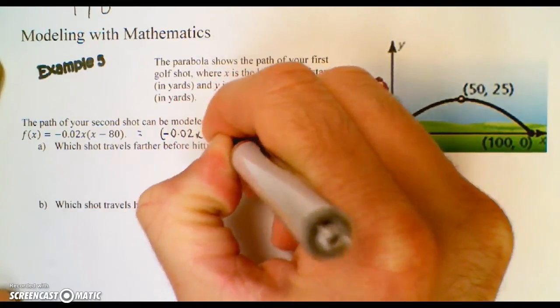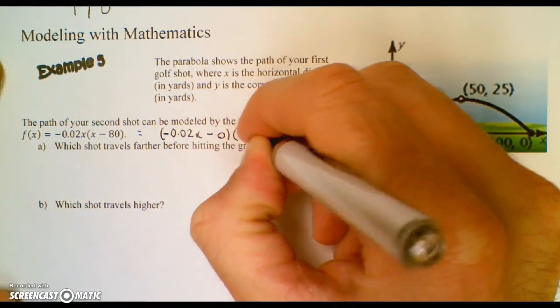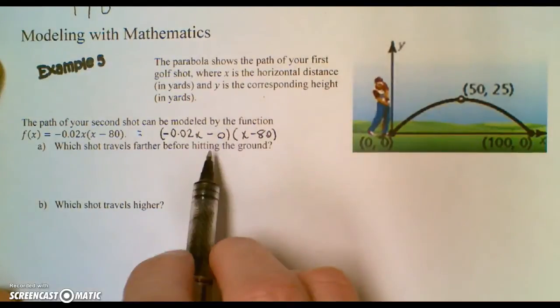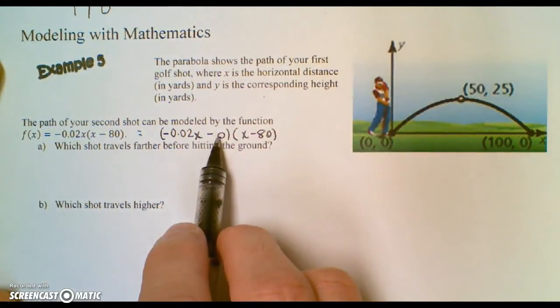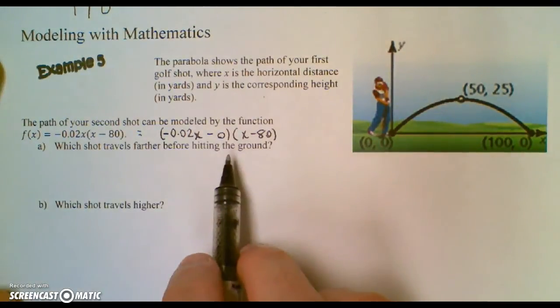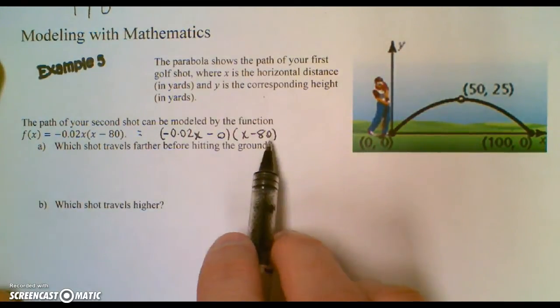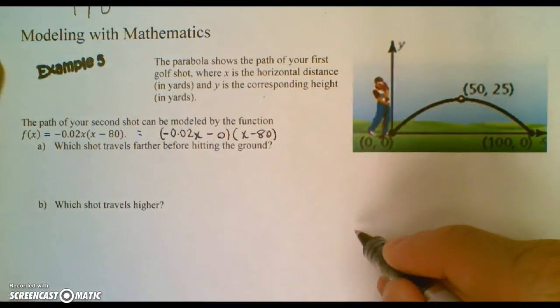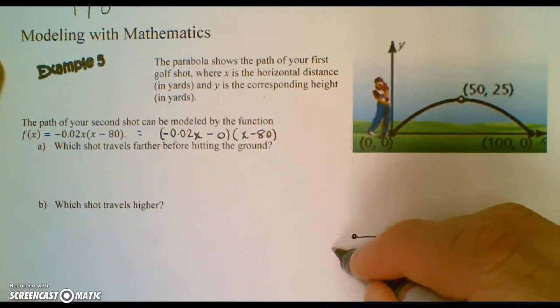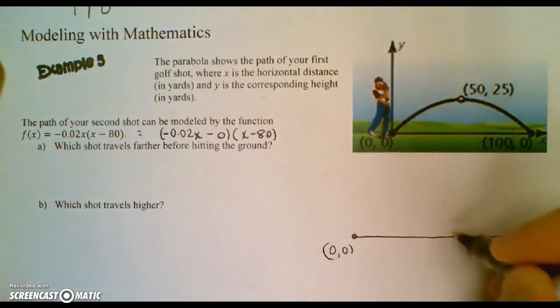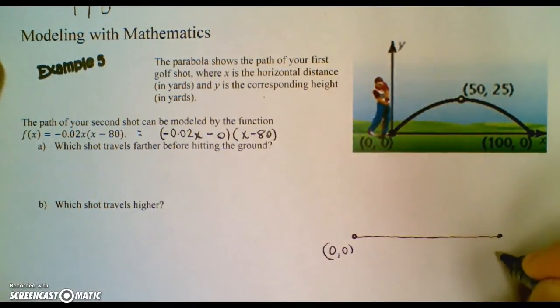If I said minus 0, like that, my other intercept is at 0. So just like this golf shot, I'm starting at 0, and then I'm going all the way up until 80. So I'm going to draw a little picture here. 0, 0, and then it goes over to 80.